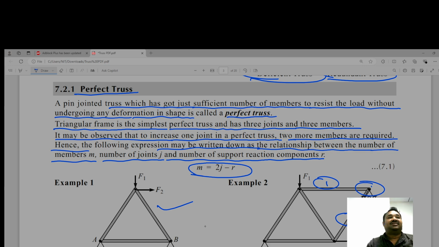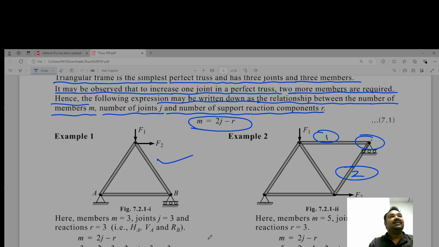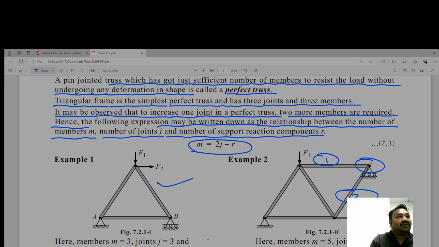And now let us check this example. What is your opinion, whether it is a perfect truss or imperfect? Here, how many members are there? This one and this one, three members. So M is equal to 3. What about J? J means the number of joints. This joint, this joint, this joint. So it is 3.